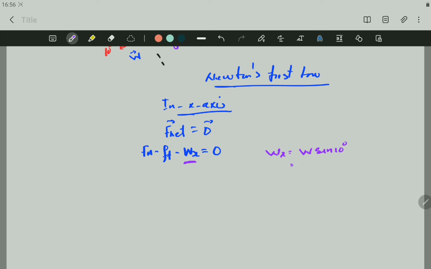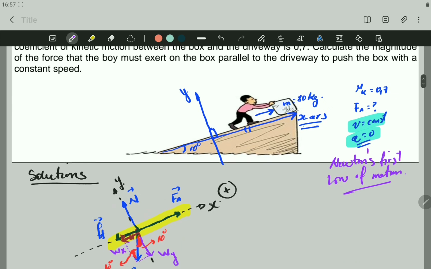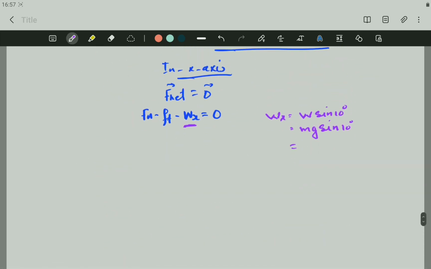Weight we don't have yet, but we know it's the product of mass and acceleration due to gravity, multiplied by sine of 10 degrees. So if we substitute the data here, we have the mass is 80. So the mass is 80 multiplied by 9.8 multiplied by sine 10 degrees, and we get that the weight is equal to 136.14 Newton. This is the weight in the x-axis.